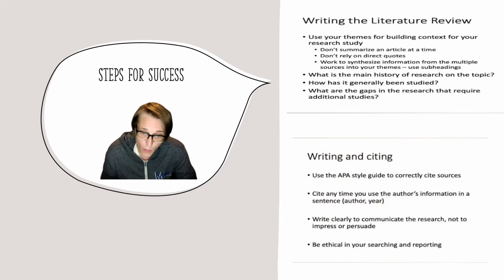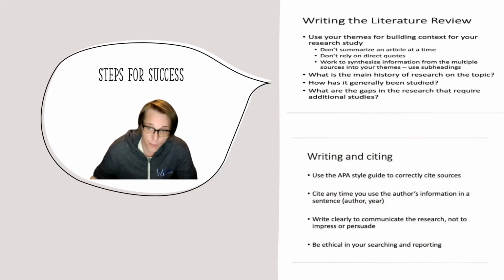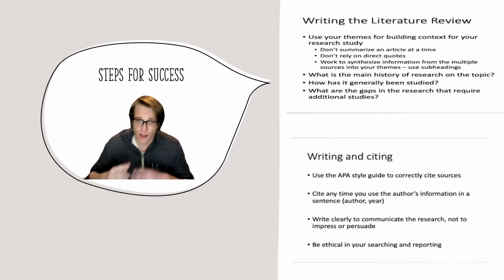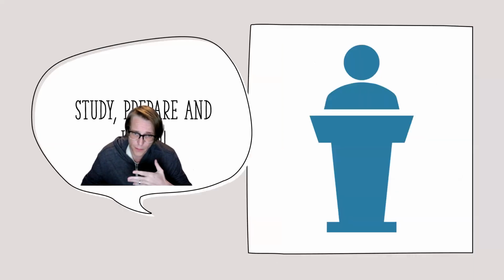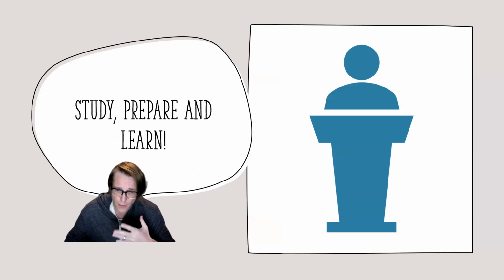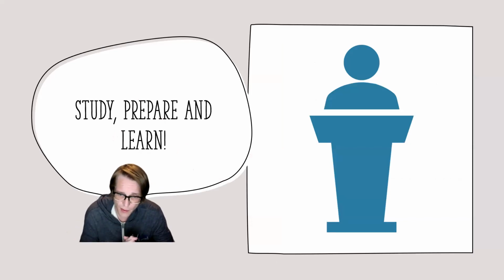And of course, while we do not rely on information from biased sources, social researchers must also practice ethical writing and reporting by practicing professional honesty. Make sure to use APA style guidelines correctly, right? Cite anytime you use the author's information in a sentence, author, year. Write clearly to communicate the research, not to impress or persuade. Be ethical in your searching and your reporting. And remember to study, prepare, and read. These classes move so fast, right?